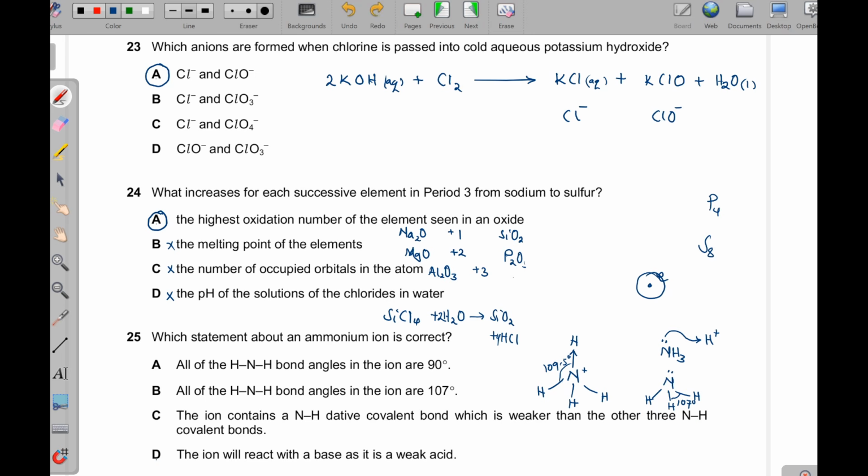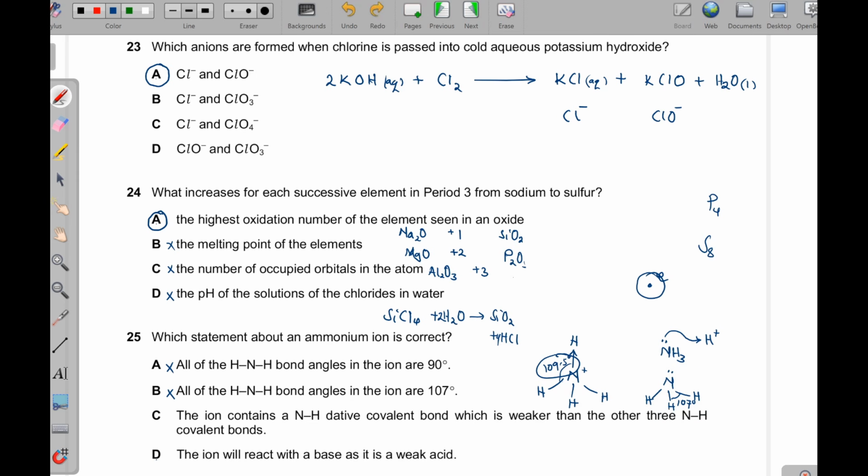You see that? Now they are saying all the hydrogen-nitrogen bond angles in the ion are 90. That one is off. The angles are 109.5. Then, all of the hydrogen-nitrogen bond angles in the ion are 107. Even this one is wrong. It is 107 if it is in ammonia, where we are having trigonal pyramidal.